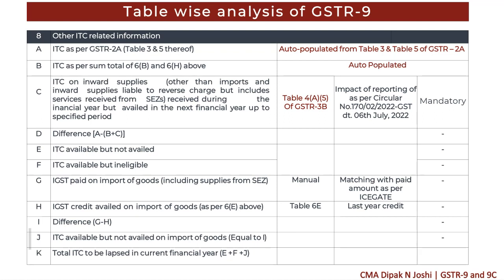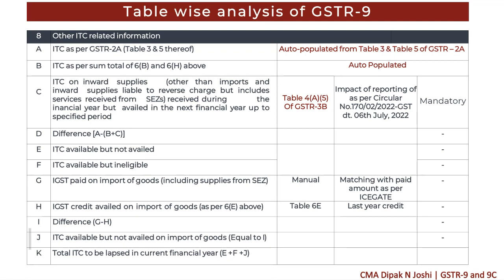So table 8A is auto-populated table. Table 8B is ITC as per the sum total of 6B and 6H. So it is nothing but the all other ITC which we have availed in GSTR 3B, right? Table 8C is regarding ITC of current financial year, that is 22-23, availed in subsequent financial year, right? And table 8D calculates the difference between 8A minus 8B and 8C.